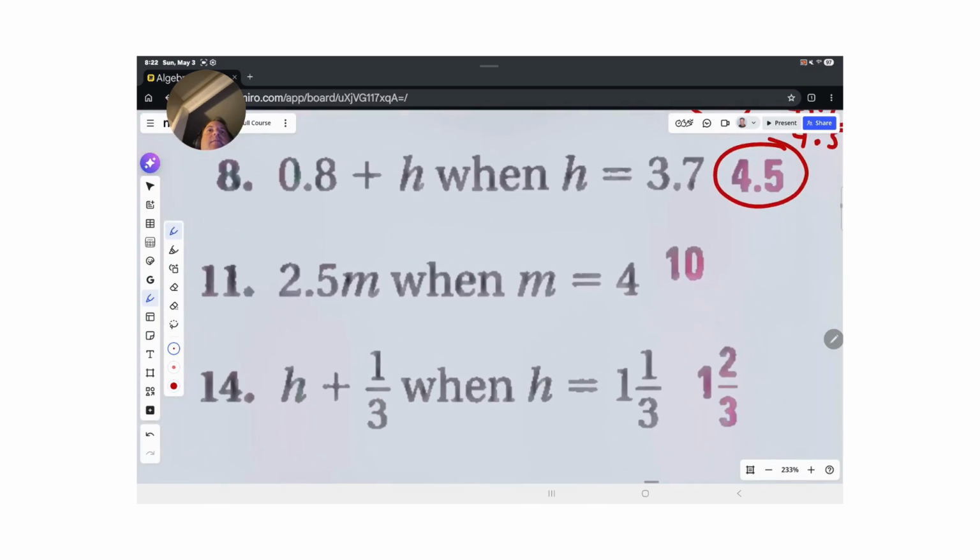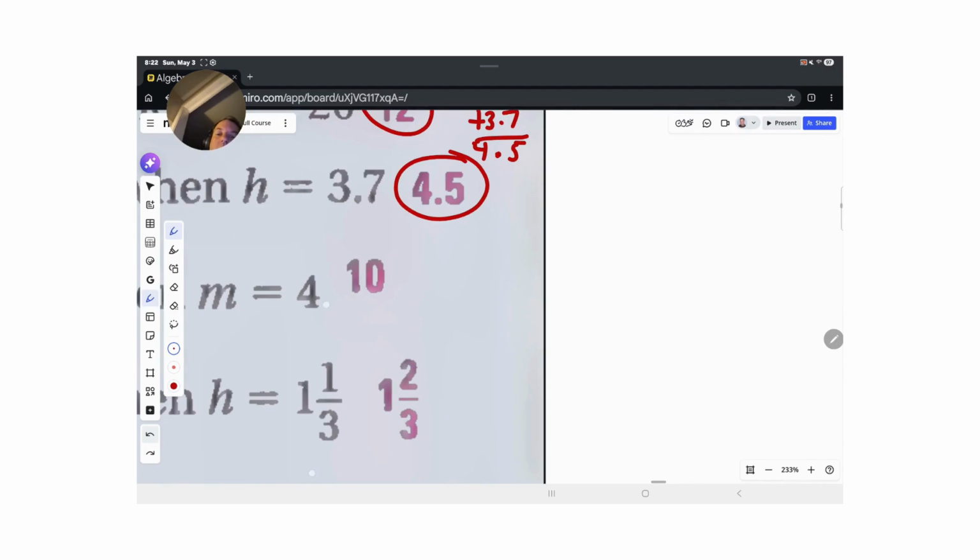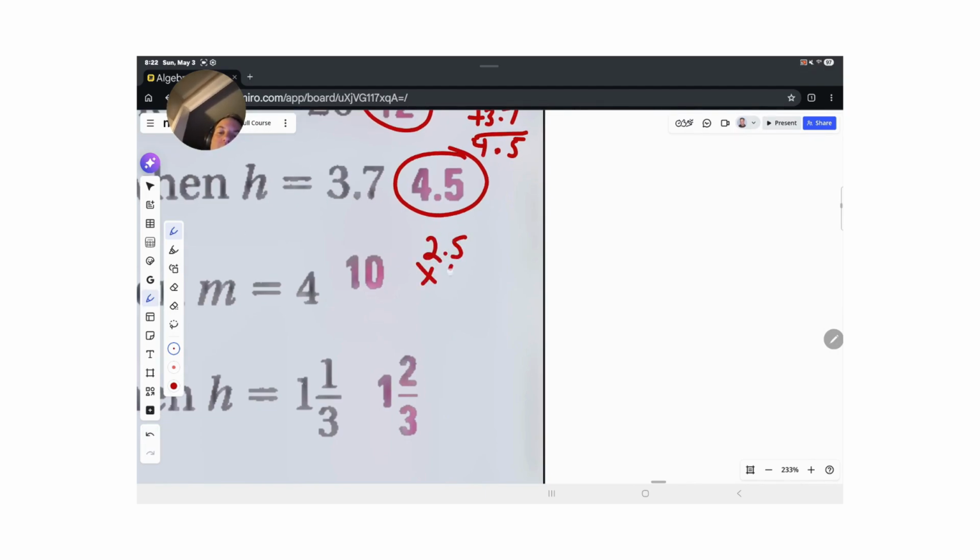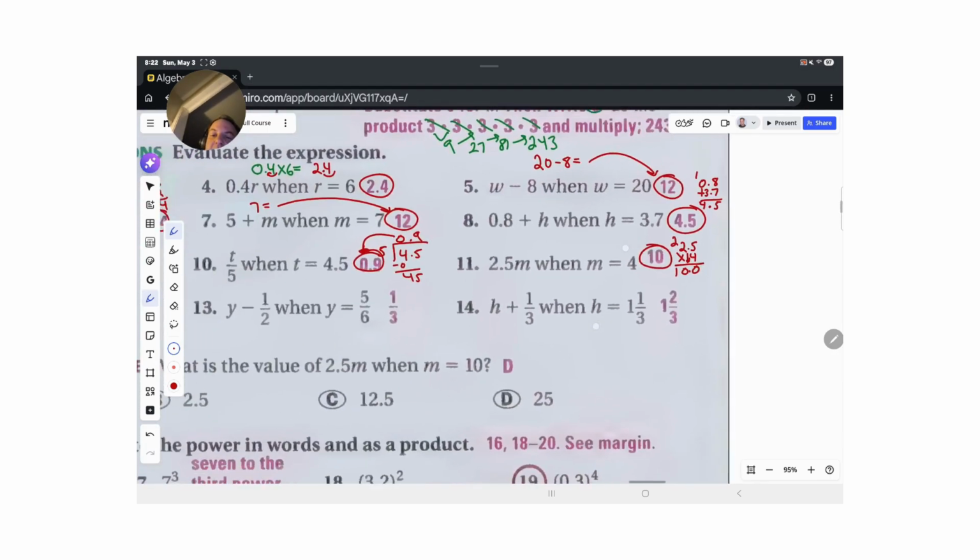11, 2.5m when m is equal to 4. So let's multiply 2.5 times 4. When the variable is next to the integer with no operation in between, it is multiplication. So we'll multiply 2.5 times 4. 4 times 5 is 20. We'll carry over again. 4 times 2 is 8 plus 2 is 10, and make sure we put that decimal place straight down to get to 10.